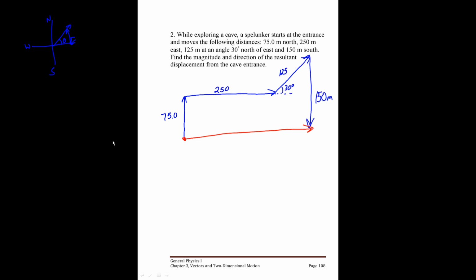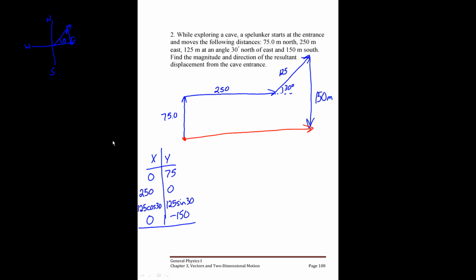I find the easiest way to do this, if you have just a basic vector problem, is to write out the x and y components for all the vectors. All right, so I'm going to go through. For the first one, we have an x component of 0 and a y component of plus 75. For the second one, we have an x component of 250, y component of 0. For the next one, we have 125 cosine 30 and 125 sine 30. And then finally, we have 0 and negative 150. Watch those negatives because they'll get you.